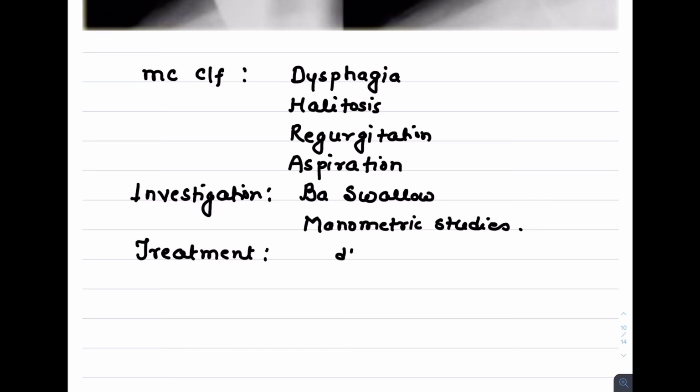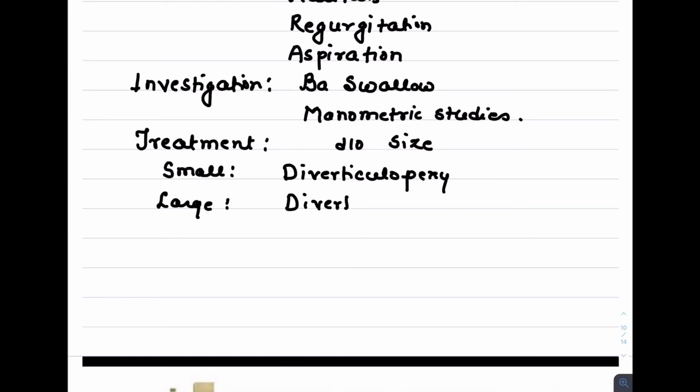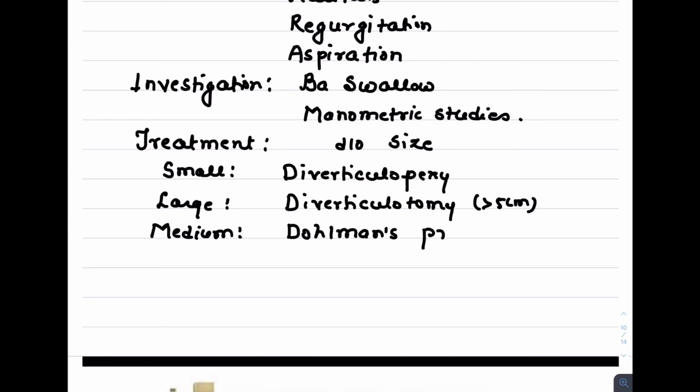Treatment options depend on the size of the diverticulum. If the size is very small, then we will go for only diverticulopexy. If it is large, then we'll go for diverticulotomy. We'll do the myotomy and remove the diverticulum. And for the medium sized, we do Dolman's procedure, which is a very important procedure for your exam.